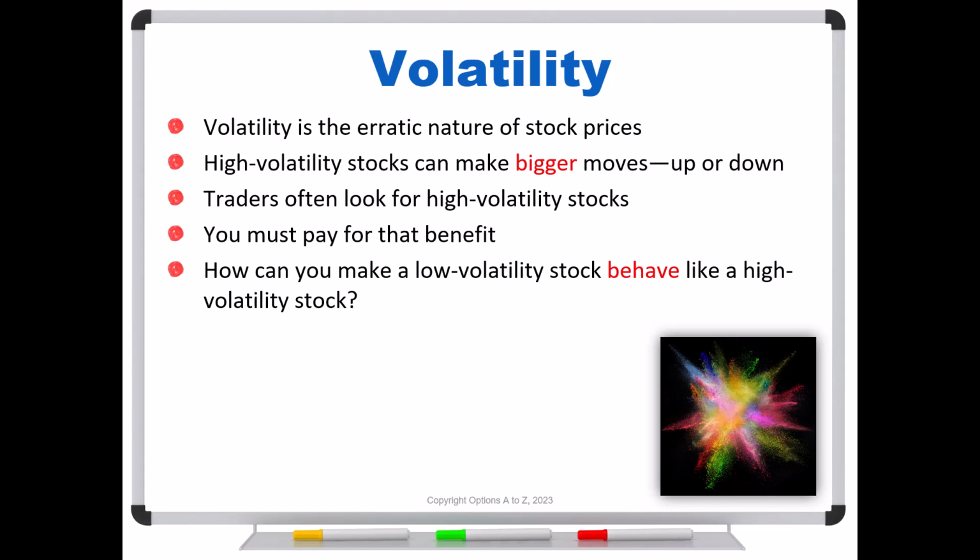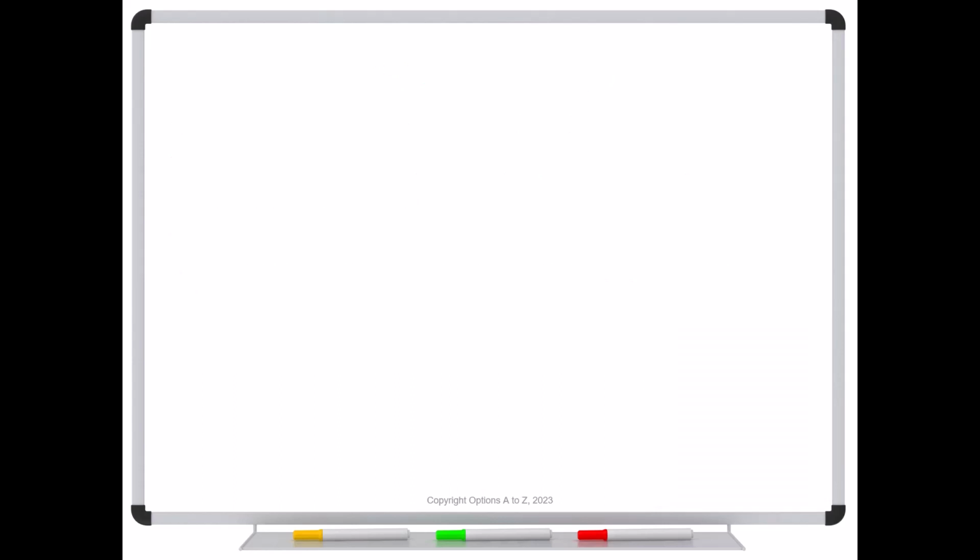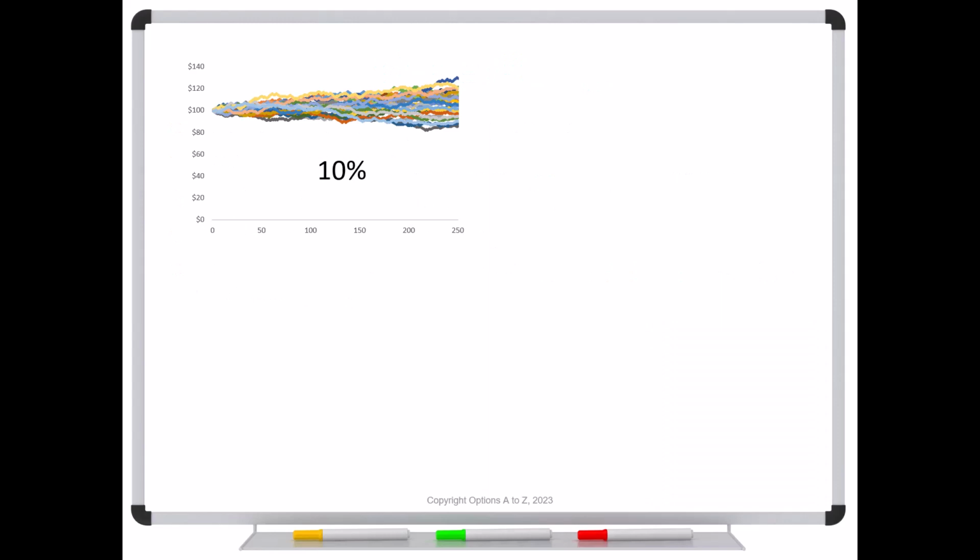So first, let's also take a look at volatility graphically. If we have, let's say, 10% volatility, you'll notice that here we've got a $100 stock. There's lots and lots of trials of $100 stocks at 10% vol over a 250-day period, which is roughly a trading year. And you can see it's quite focused, almost like a beam of light.